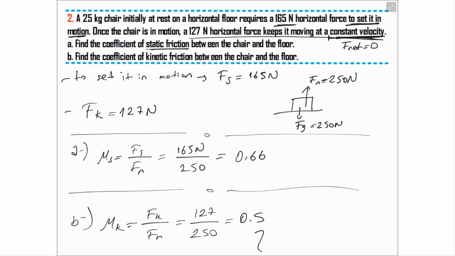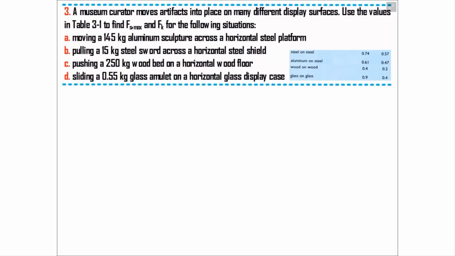Thanks for listening. The question says a museum curator moves artifacts into place on many different display surfaces. Use the values in this table, then find the Fs and the Fk for the following situations. Steel on steel, I have to use this constant. Aluminium on steel, I have to use this constant. Wood on wood, I have to use this constant. Glass on glass, we have those constants.